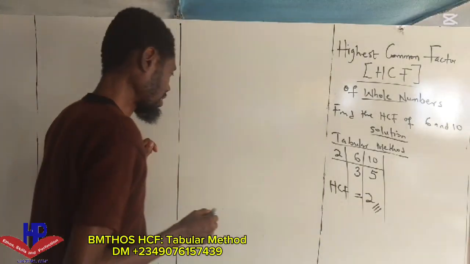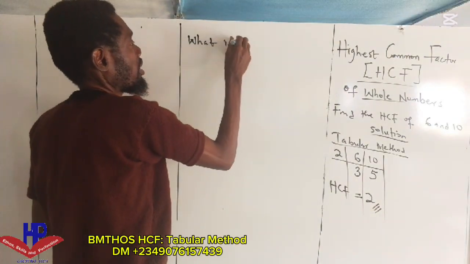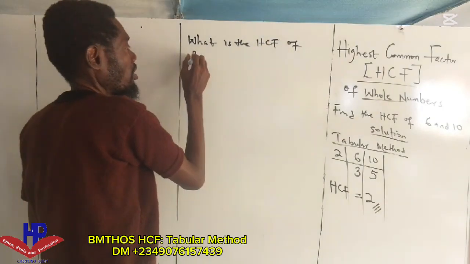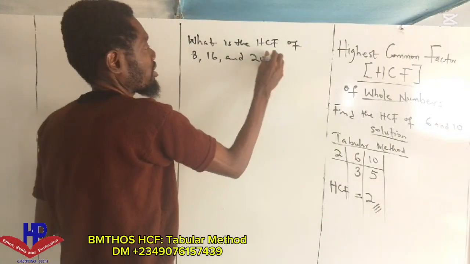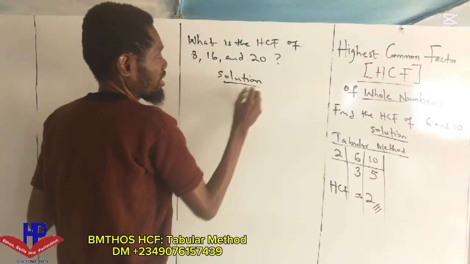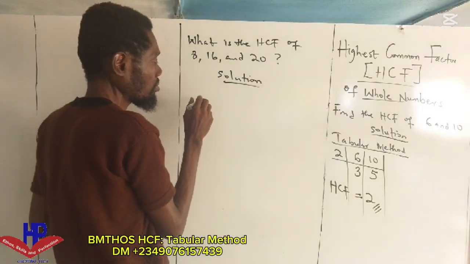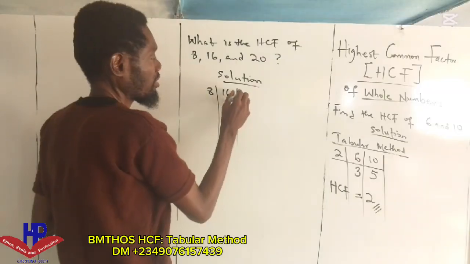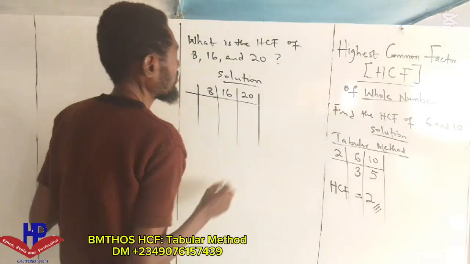Let's try another example. What is the HCF of 8, 16, and 20? Now I'm dealing with three numbers, 8, 16, and 20. Tabular method. 8, 16, and 20. Keep a space for the factor.